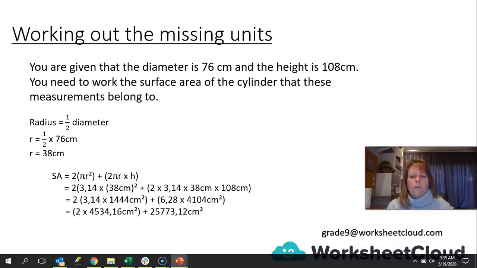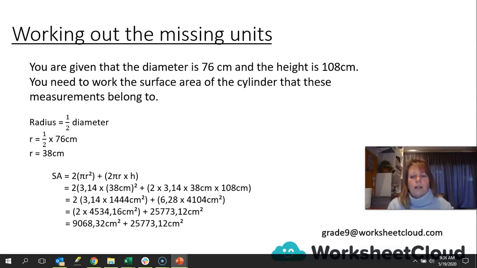We've got 3,14 times 1,444. We're going to end up with 4,534,16 centimeters squared. Remember, that would be the area of one of the circular bases. We've now got to double that. That's why that times 2 is there. Okay, then our 6,28 times 4,104 is going to give me 25,773,12 centimeters squared.